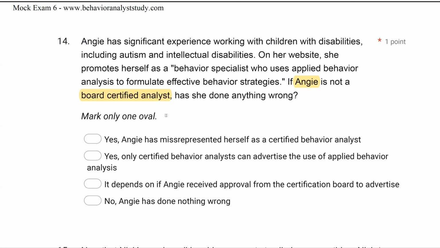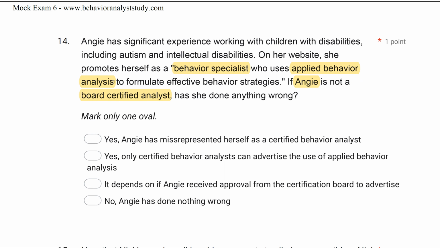And so on one hand, she doesn't have to adhere to the BACB ethics code. But on the other hand, people aren't allowed to misrepresent themselves as analysts. You've got to ask yourself, is Angie misrepresenting herself as an analyst? Well, nowhere in here does she say analyst, does she say BCBA, does she say anything like that? She just says, I'm a behavior specialist who uses applied behavior analysis. And there's not anything necessarily wrong with that, right? We want ABA to be promoted. We want ABA to be used in different situations. We're not sure of Angie's training.